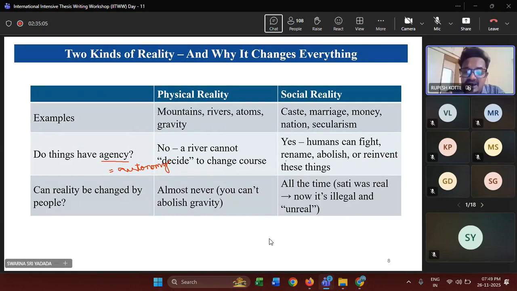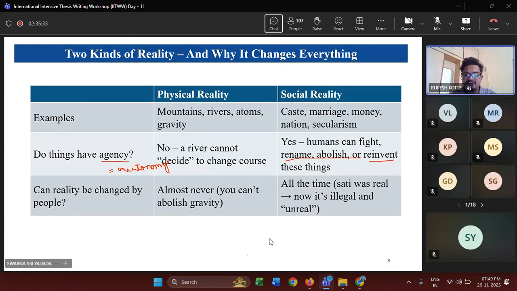When it comes to physical objects, we cannot abolish gravity. You cannot change gravity. It is existing. But let's say certain social evils that prevailed in our country, sati or child marriages. It was real, but now it's illegal and unreal. So social reality is in a state of flux. Next slide, please.